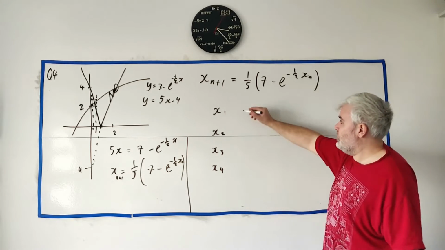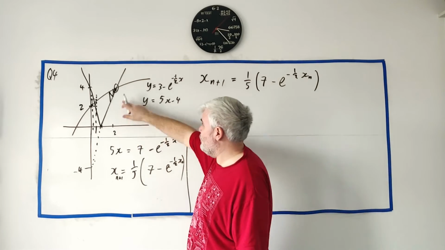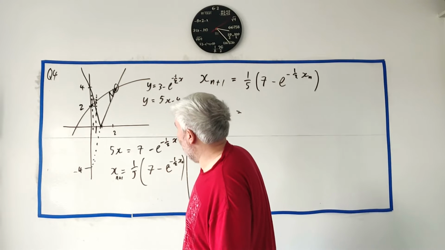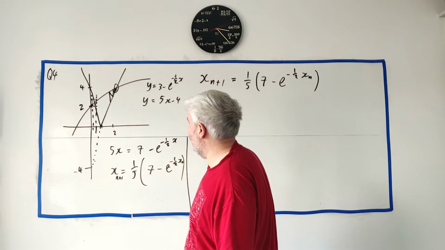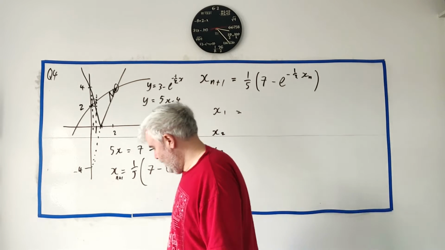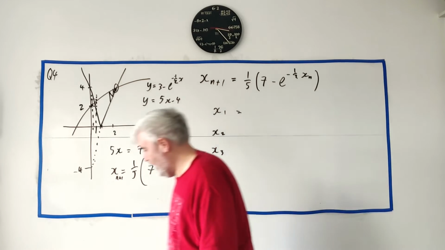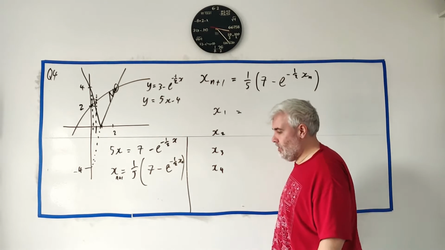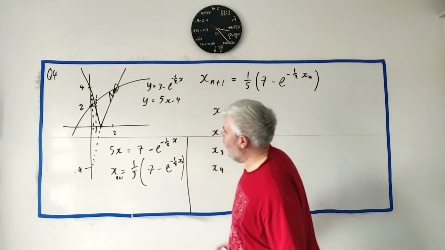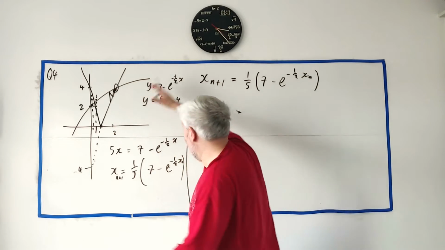So let's make our first guess. We have a picture here. I don't think my drawing is all that good. Let me just cheat and see the answer. Okay, the answer is actually around 1.3. My drawing looks pretty bad, but let's use my drawing.